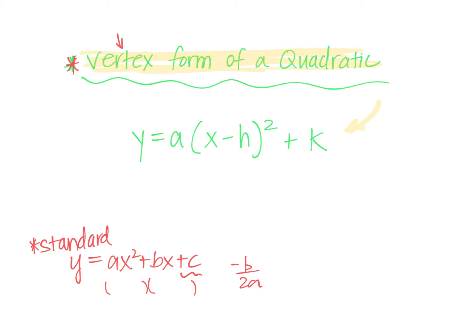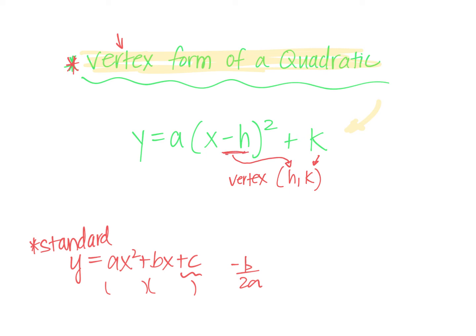So again, if it's written like this, here's kind of what you know. Here's the letters that they use. They use H and K, so the vertex is H comma K in this case. This gives you the Y coordinate of the vertex. This number gives you the X coordinate of the vertex.